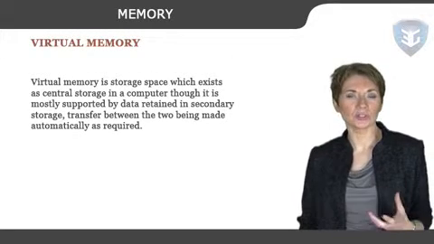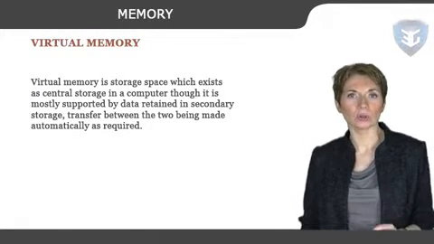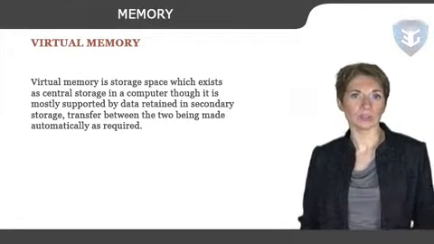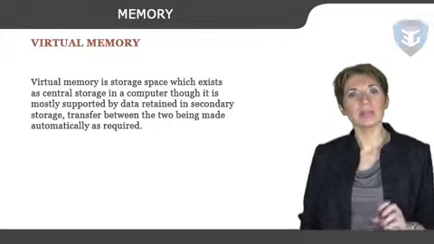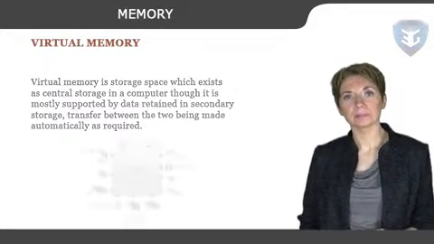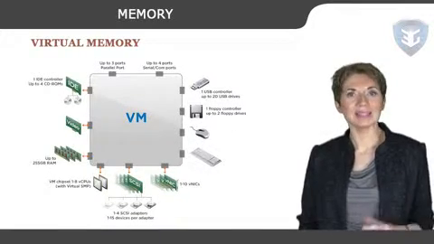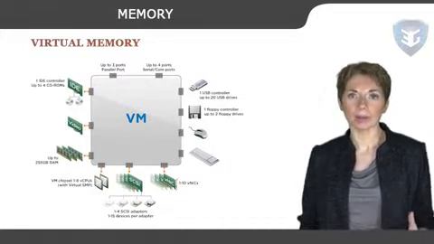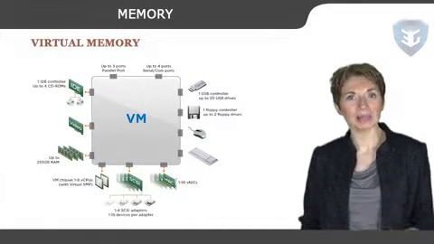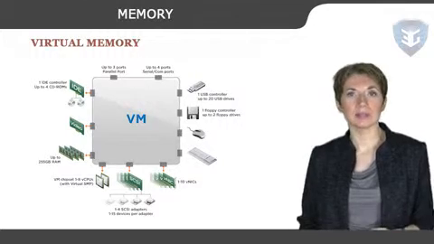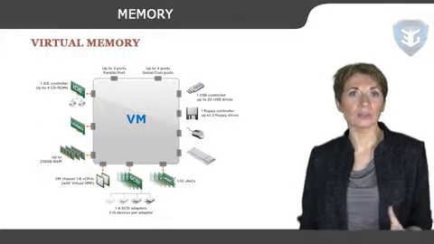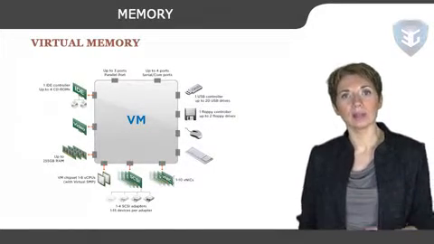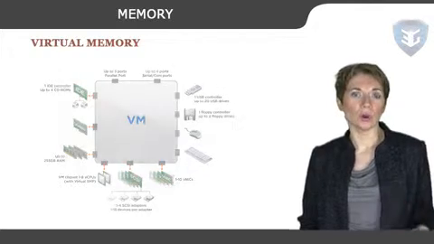Virtual memory is storage space which exists as central storage in a computer, though it is mostly supported by data retained in secondary storage, transfer between the two being made automatically as required. Virtual memory is a feature of an operating system that enables a process to use a memory (RAM) address space that is independent of other processes running in the same system, and use a space that is larger than the actual amount of RAM present, temporarily relegating some contents from RAM to a disk with little or no overhead.